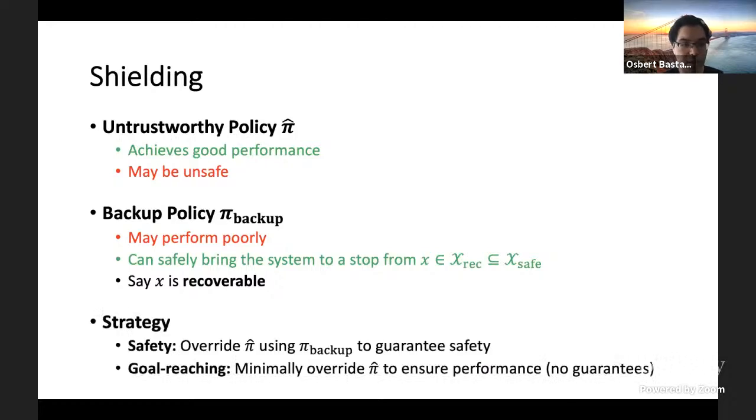The basic strategy in the shielding approach is to use pi hat as often as possible, but then override it as necessary using the backup policy in a way that guarantees safety. So we're going to guarantee safety, but we also want to minimally override pi hat to ensure good performance. And as I said before, we're not going to provide any performance guarantees here.